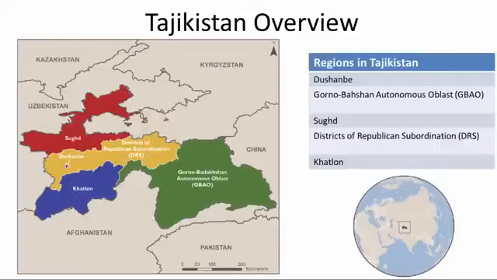Before continuing forward, I want to provide an overview for those not familiar with the Republic of Tajikistan. The Republic of Tajikistan is a small landlocked country located in the southeastern region of Central Asia. The capital of Tajikistan is Dushanbe. The 5 regions of Tajikistan are included in this table. We will be referring to them as Dushanbe, Gabal, Sugd, DRS, and Hatlan.